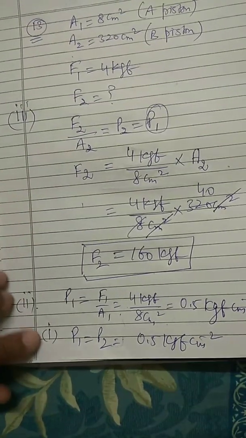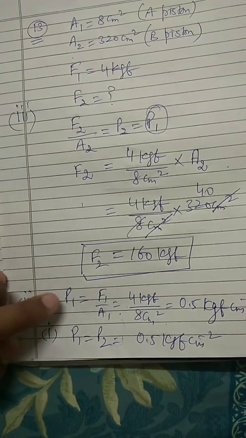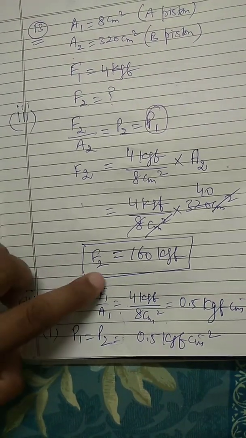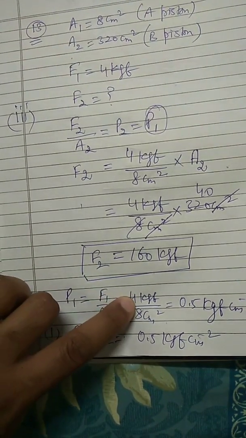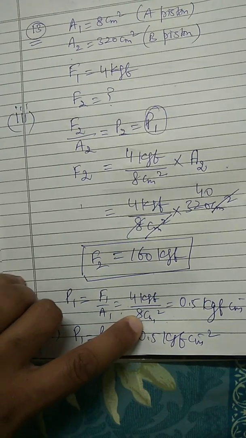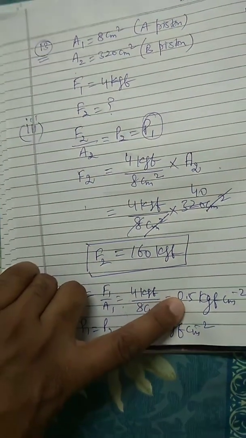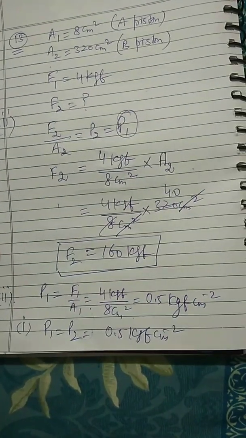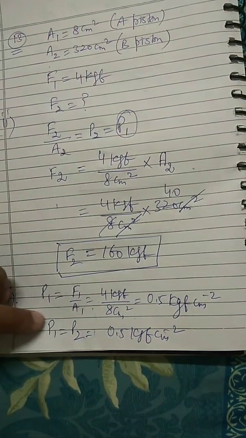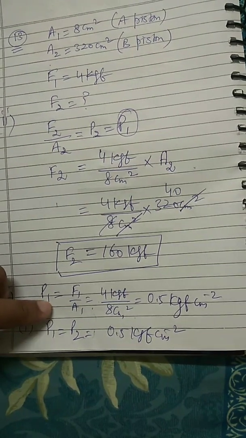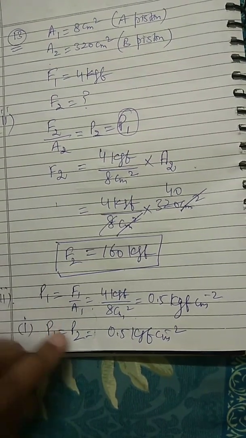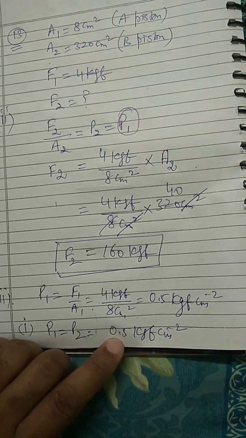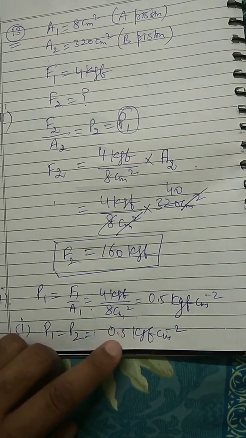As far as the second and first part are concerned, first we can get P1. P1 is equal to F1 upon A1. Substitute the values, 4 kgf upon 8 centimeter square, and the answer is 0.5 kgf per centimeter square. And similarly, P1 will be equal to P2 because according to Pascal's law, the pressure will be equal. So the answer will remain the same, that is 0.5 kilogram force per centimeter square.